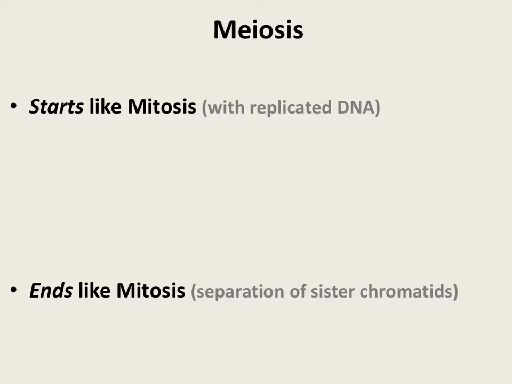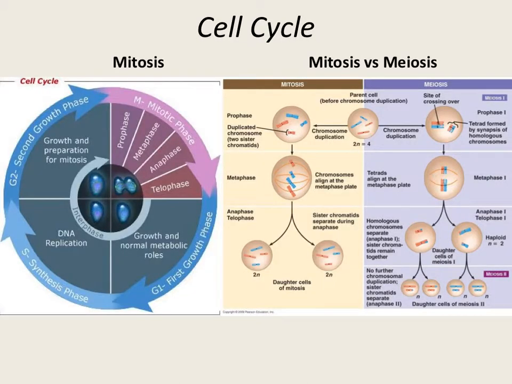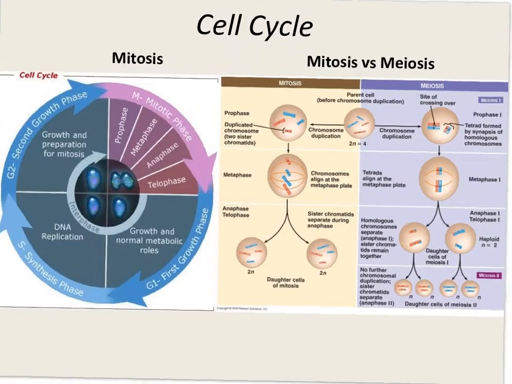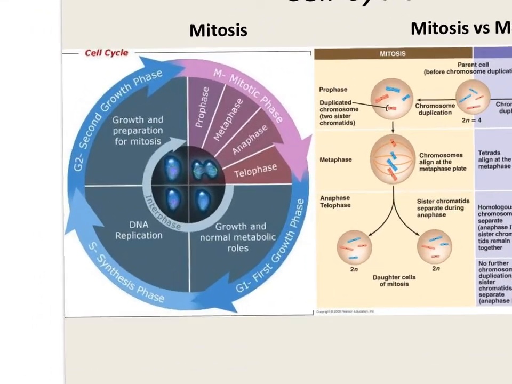So it starts like mitosis. You replicate the DNA in the S phase. And there's actually two phases of meiosis, meiosis 1 and meiosis 2. So let's take a look.